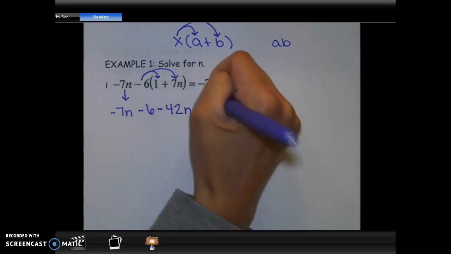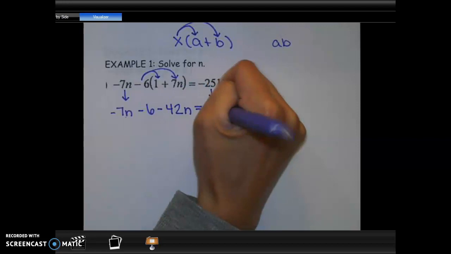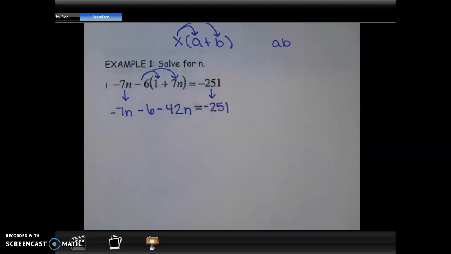And then bring this down because nothing's happening to it yet. Now, still wanting to solve for n, now we need to do something called combining like terms. So remember, like terms are things that are going to have the same variable and same exponent.